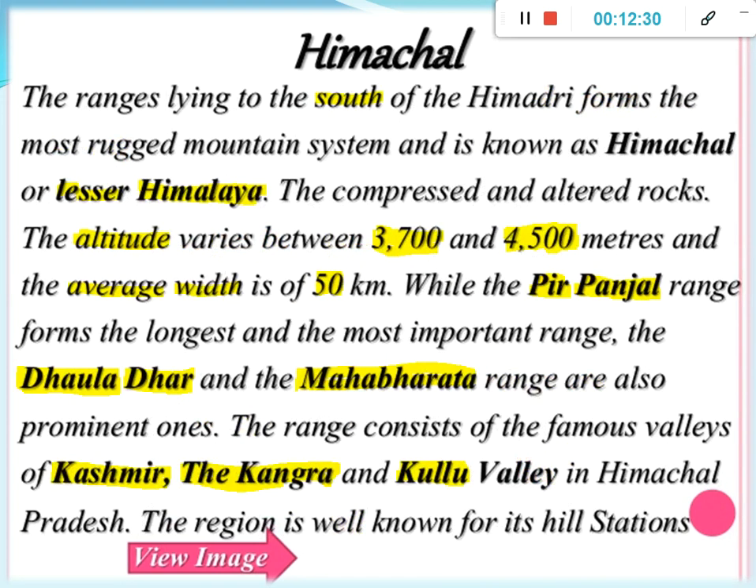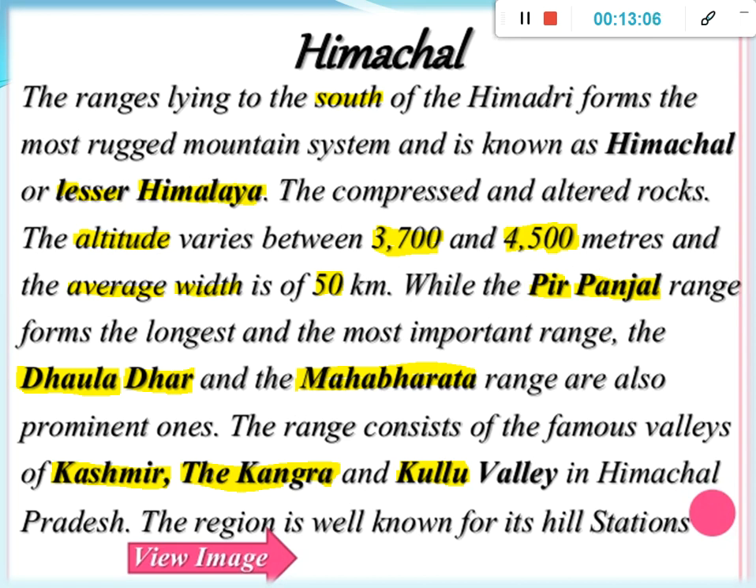Then we have the Himachal. Himachal is south of Himadri, and it is the second most rugged mountain system. It is also known as the Lesser Himalaya, and the altitude in Himachal ranges between 3,700 and 4,500 meters.